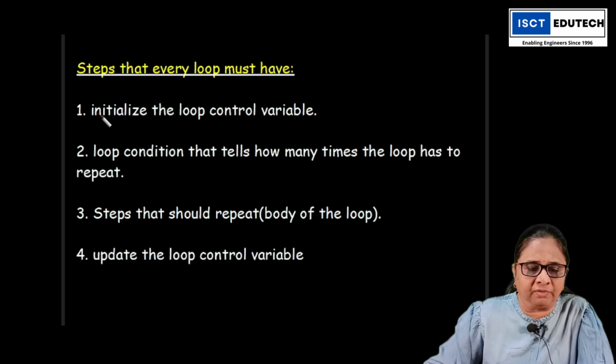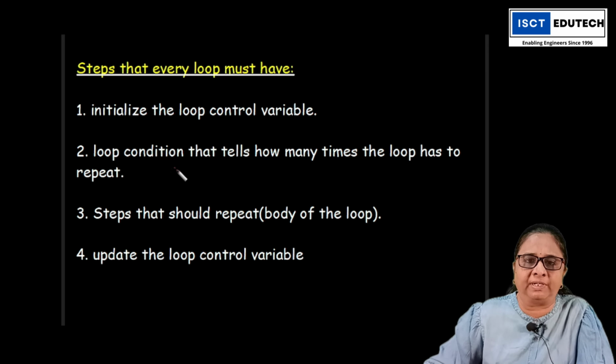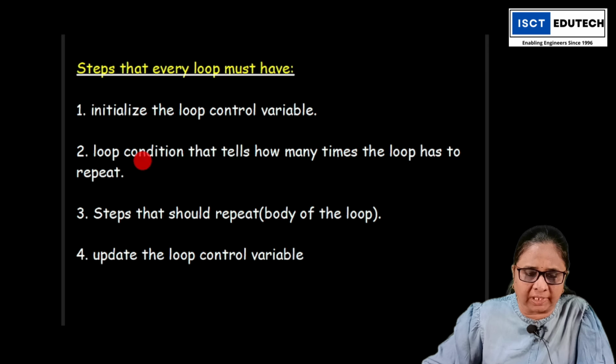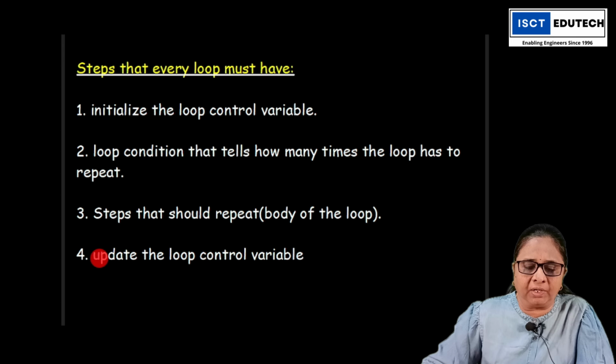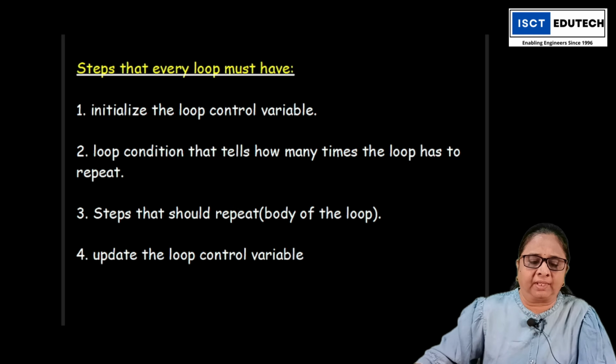First, we have to use a loop control variable. We need a variable and we have to initialize it, or assign a value to that variable. Second is the loop condition that tells you how many times the loop has to repeat. You want to repeat something 10 times, 20 times, so you tell that over here. Then, what is the actual step that should be repeated? And you have to update the loop control variable to count. You will get clarity on this when I take the example.